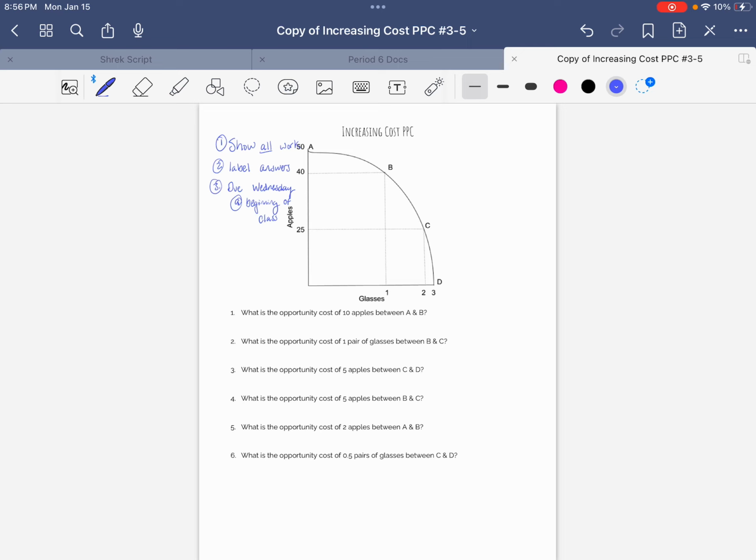So you're going to need your own sheet of paper, write the word increasing cost up at the top, write your name up at the top. You'll be turning this in on Wednesday at the beginning of class. You're going to need a calculator, you're going to need a pencil, you're going to need your own sheet of paper. I'm going to dive in.